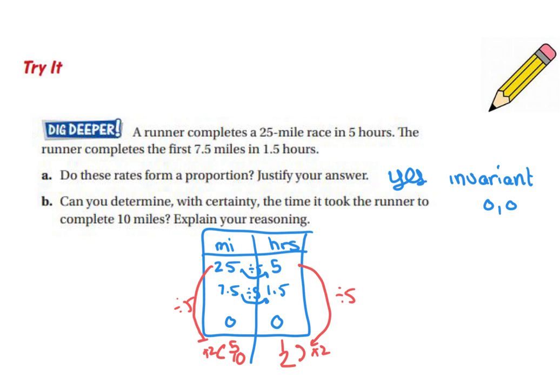However, again, just thinking logically and realistically, it says here with certainty. And no, we cannot determine with certainty the exact time it takes a runner to complete 10 miles, because just like swimming, when you run, you get tired. And a runner's speed varies too much, where you're speeding up and slowing down. So it would be impossible to determine exactly how long it would take to run that 10 miles.